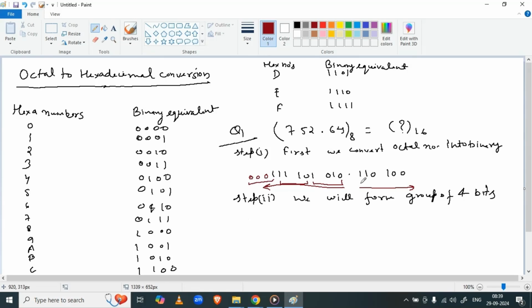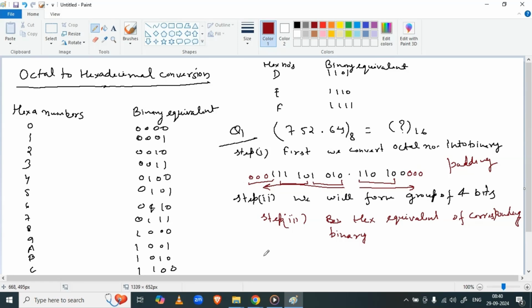Now for the fractional part, we move in this direction. This zero is left, so we will add three zeros. This process is called padding. Now we will write the hex equivalent of the corresponding binary groups.